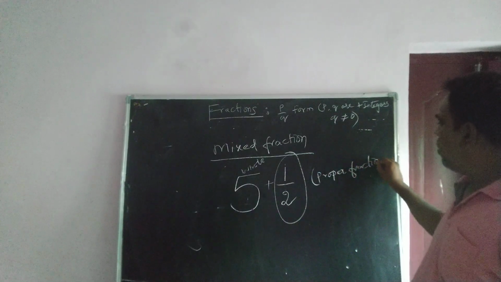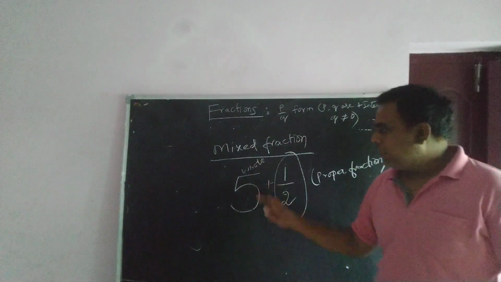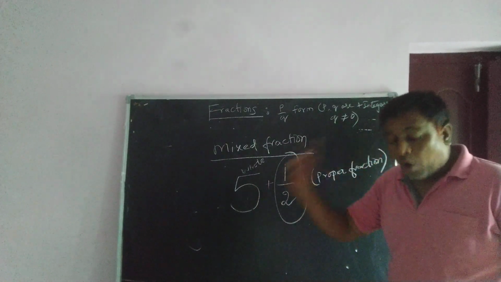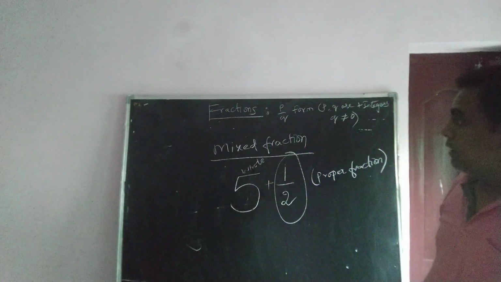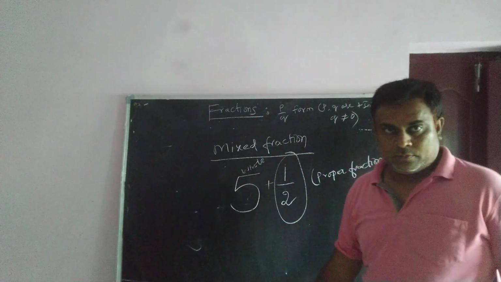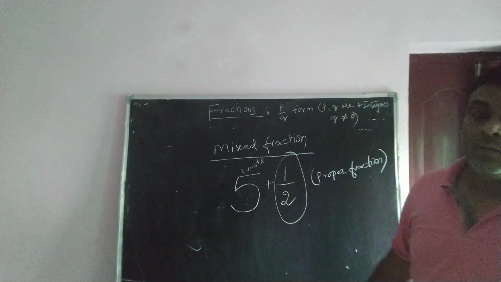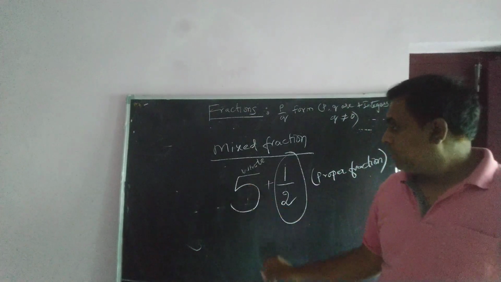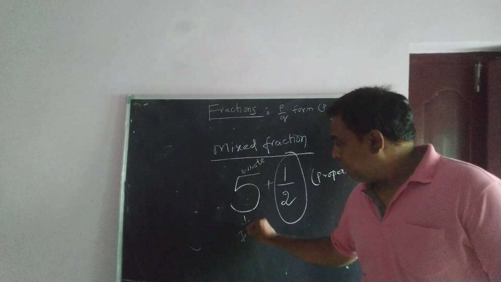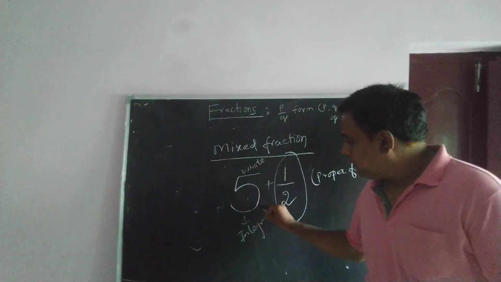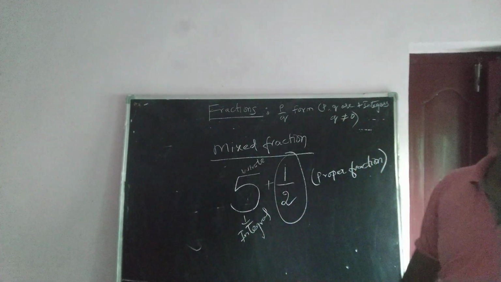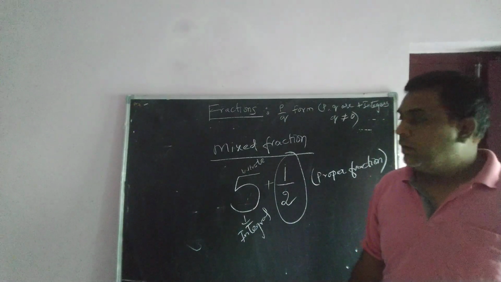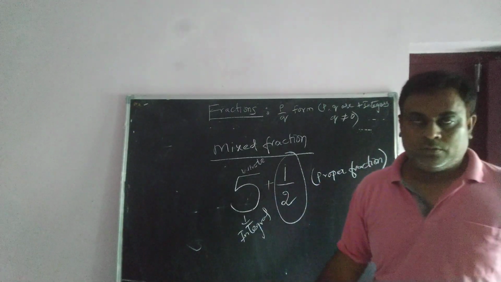The other is the fractional part, which will always be a proper fraction. By combining this whole number part and the fractional part, which is a proper fraction, we can say that this fraction is a mixed fraction. So if a fraction has both an integral part, that is a whole number, and a fractional part, which is always a proper fraction, then it is a mixed fraction.